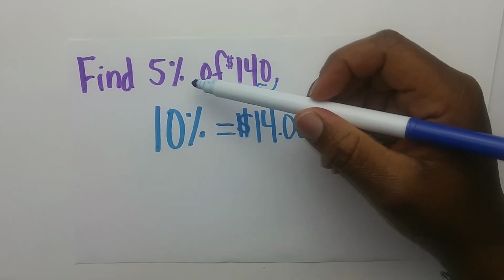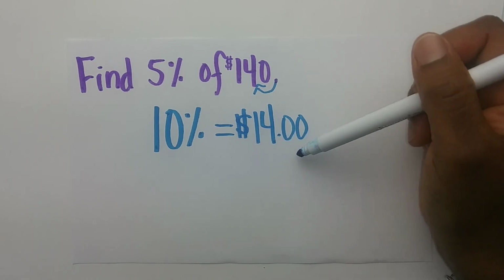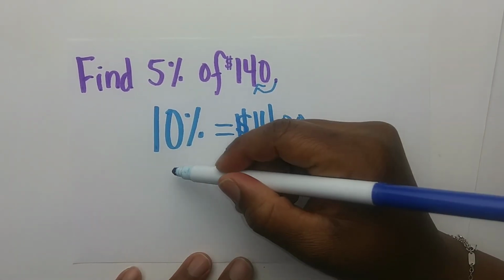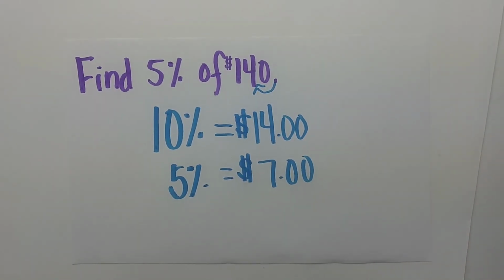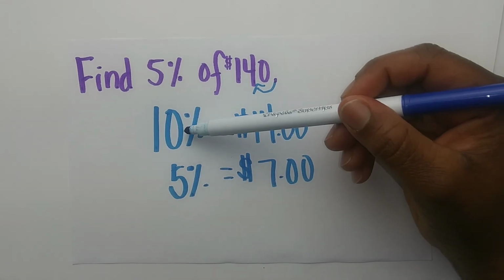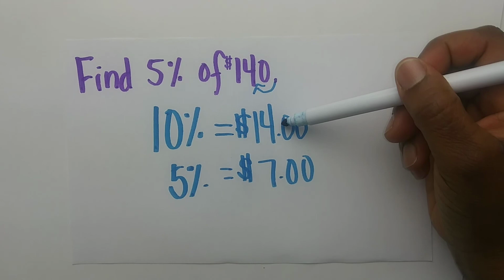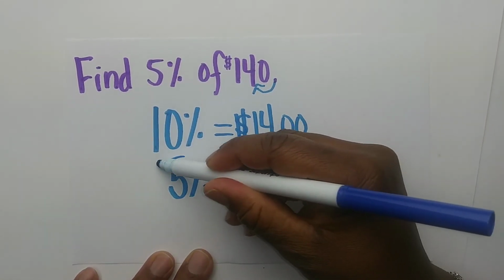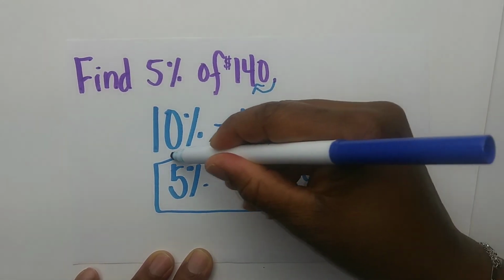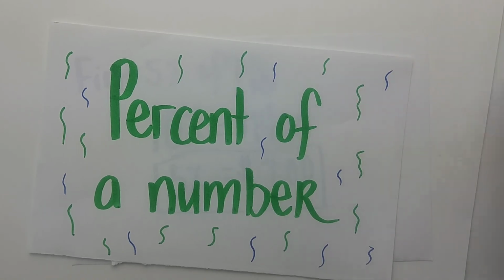Now, I can go anywhere from this. I can go up to 20%, 30%, 40% by multiplying this number, or I can go down. So since I want to get 5%, just like we did in the last example, and in this case, once I find out that half of 10 is 5, I just took half of $14 and got $7. So 5% of $140 is simply $7. In this video, we explored percent of a number.